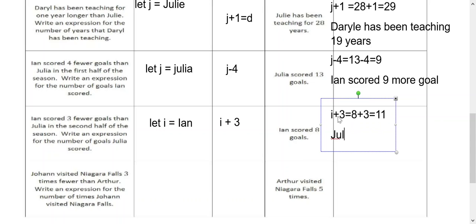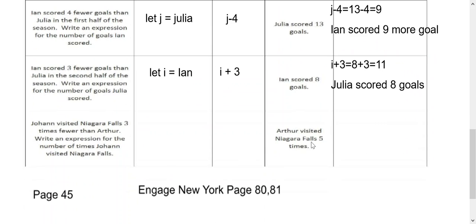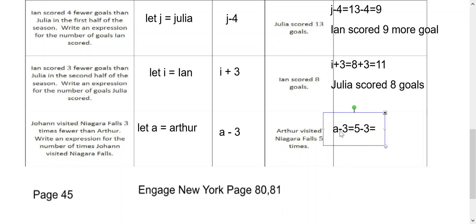So Julia scored 8 goals. So it's mainly thinking about how to make it work. Okay, and the last one, this one we're using Arthur, so let A equal Arthur. So then you look and it says that Johan has visited Niagara Falls 3 times fewer than Arthur. So Arthur minus 3. A minus 3 equals 5 minus 3, which equals 2.